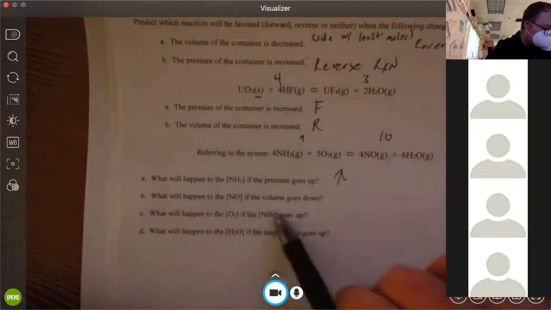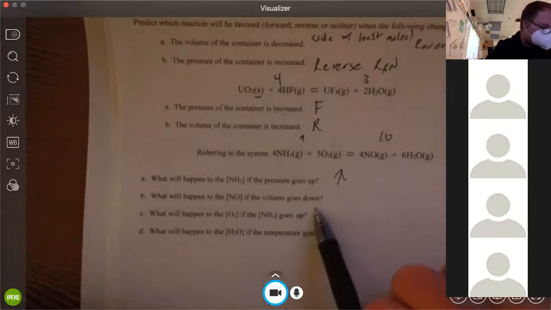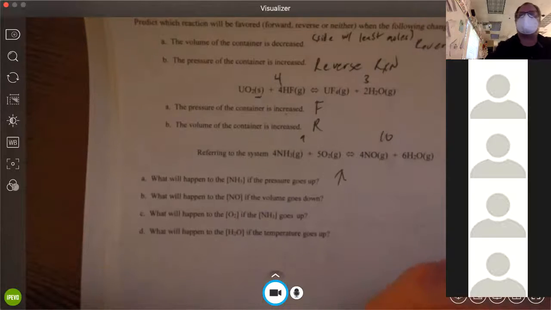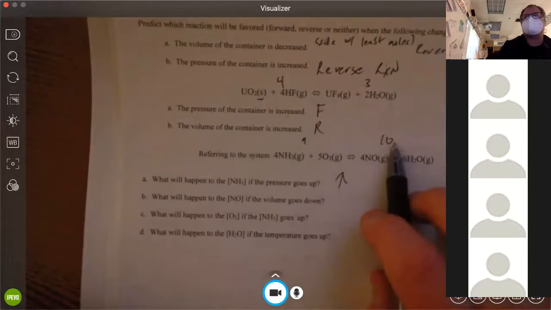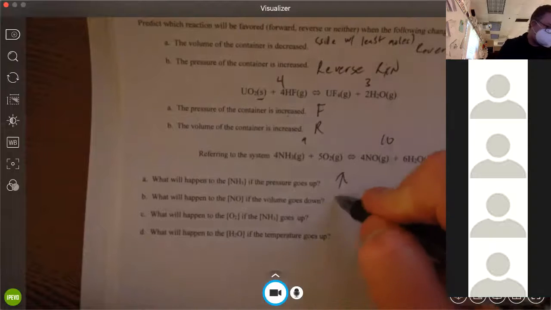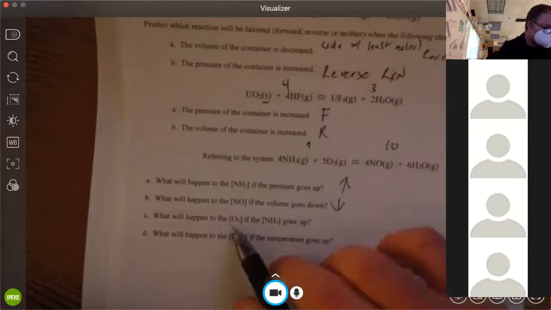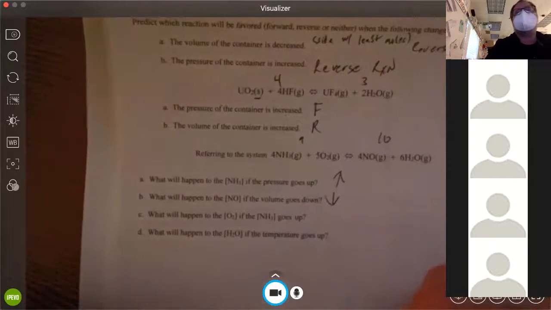What will happen to the NO2 if the volume goes down? When the volume goes down, that's the same thing as the pressure going up. What will happen to the NO on the side that has 10 moles? It will decrease.